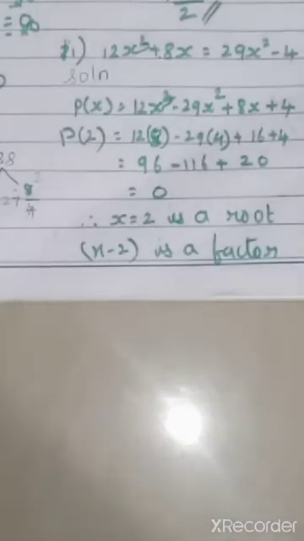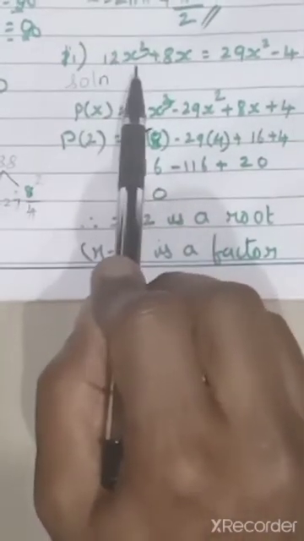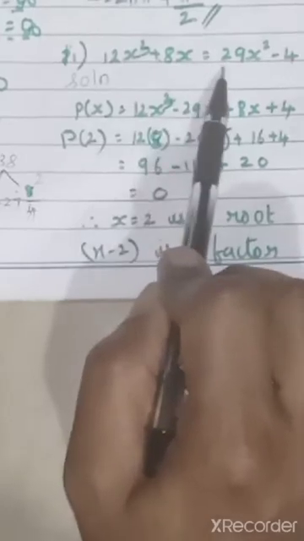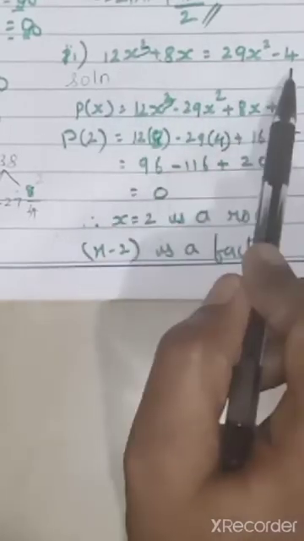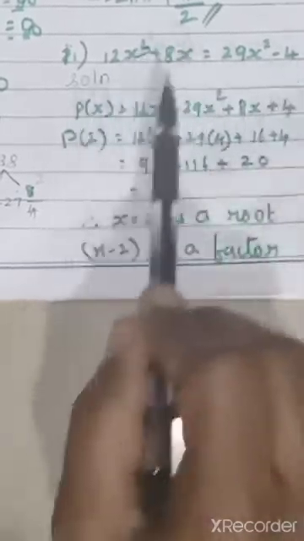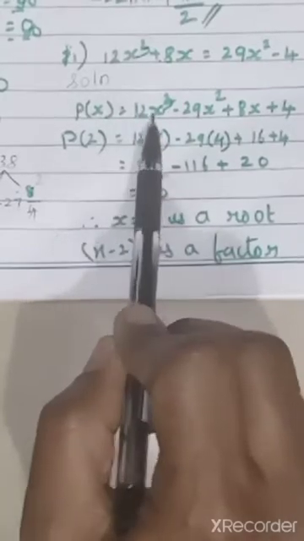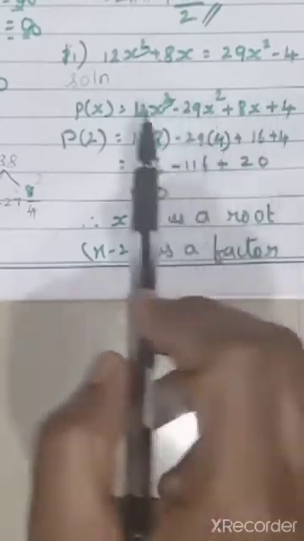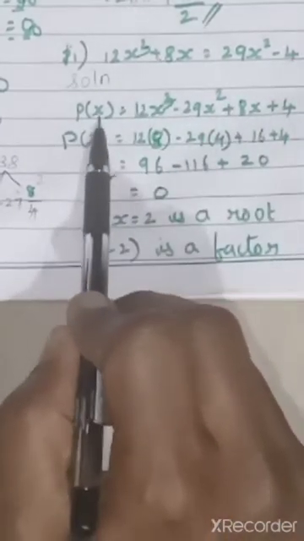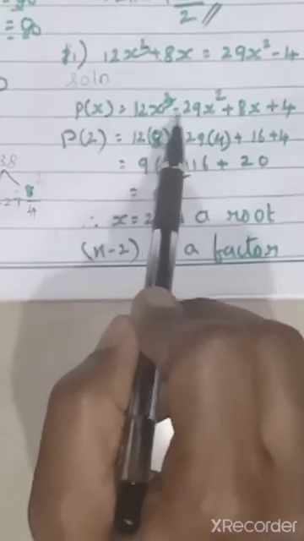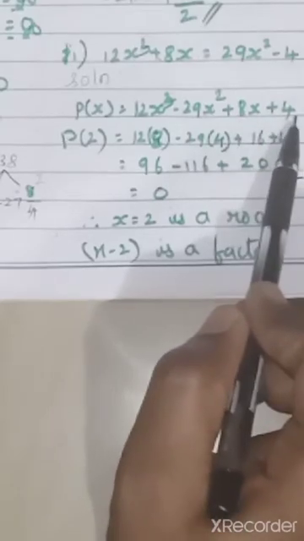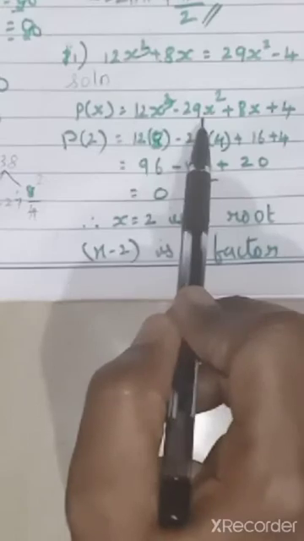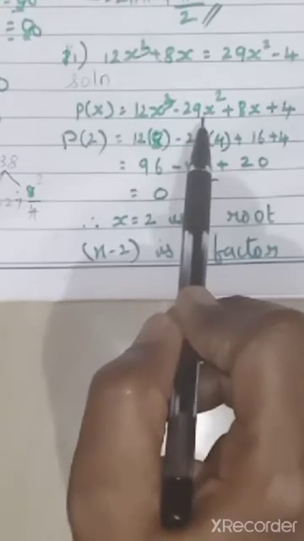And your second question, solve 12x cube plus 8x equal to 29x square minus 4. So here particular method is not there. It is not applicable. So we will take everything to one term. So if I take p of x equal to 12x cube minus 29x square plus 8x plus 4. Now we have to check various values. So if we put 1, 12 minus 29 plus 8 plus 4, is that equal to 0? No. 8 plus 4 12. 12 plus 12 24. 24 minus 29, we will not get answer as 0.